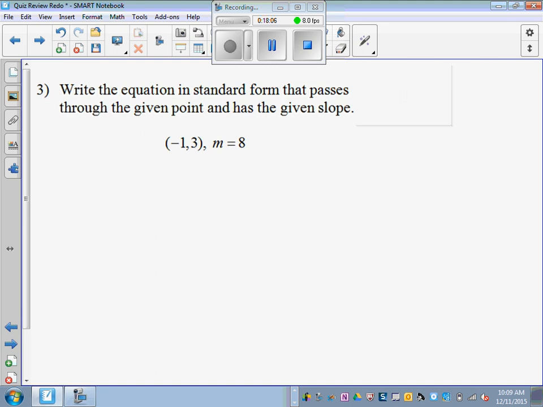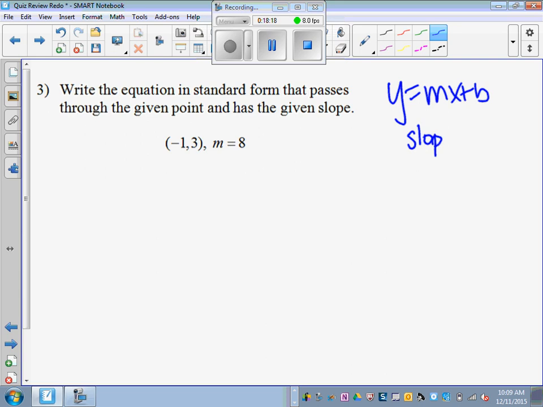Y equals mx. Y equals mx plus b. This is slope-intercept form. This is the only other one we know right now. This is slope-intercept form because it's a slope and it has our intercept.